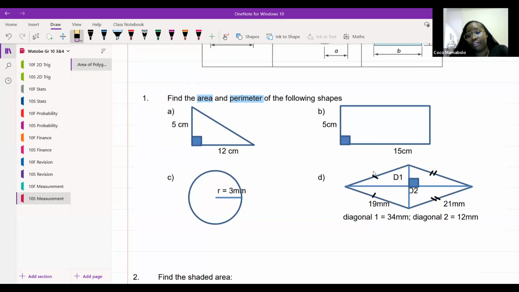I'll give you guys, let's see if we can do 8 minutes, because there are 4 questions and you need 2 calculations for each. I'll give you guys 2 minutes per question, 8 minutes. All right, go for it.